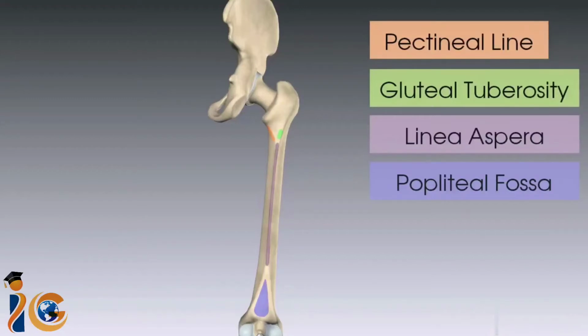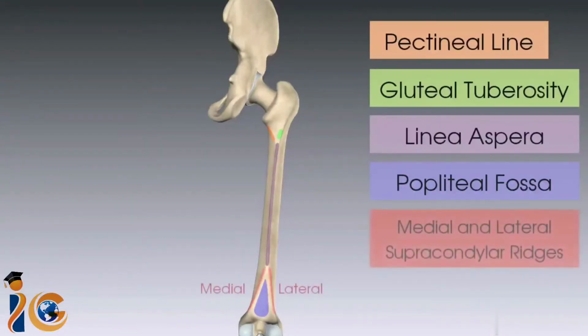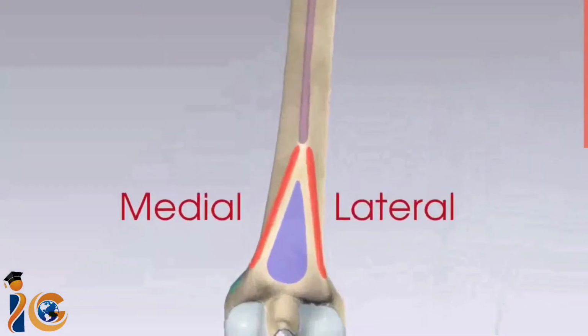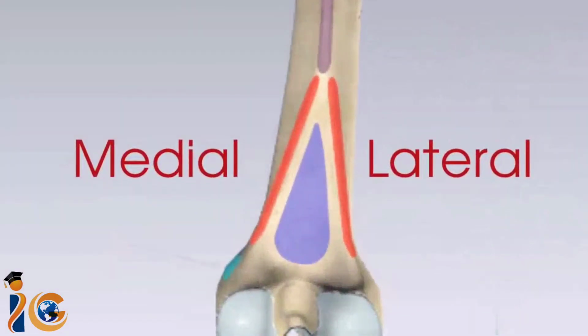So finally, the linea aspera widens out to form these two ridges called the medial and lateral supracondylar ridges. And the medial one stops at this bump, which is called the adductor tubercle, and that's where the muscle adductor magnus attaches.